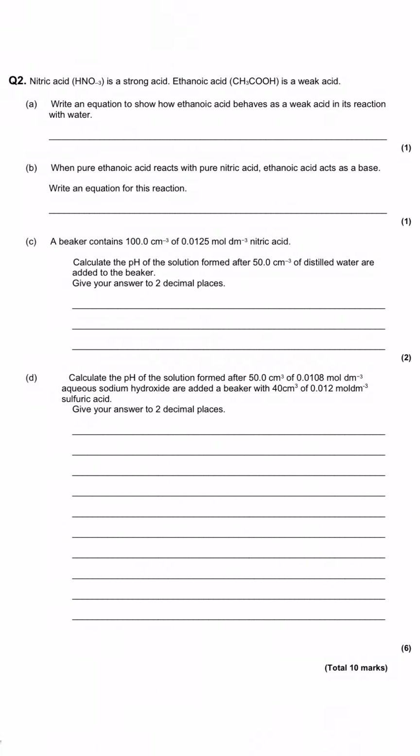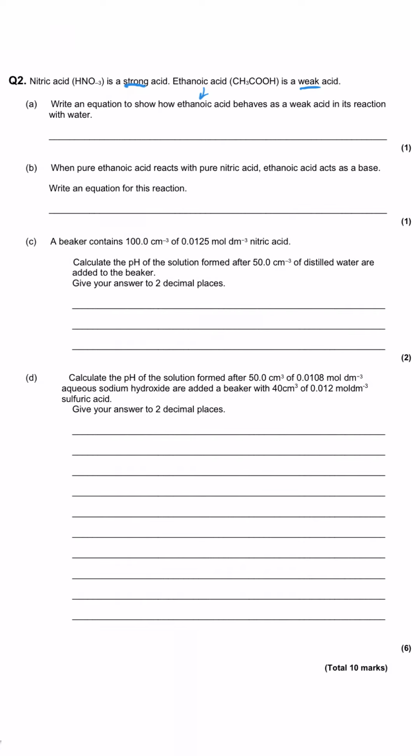Okay, so on to the second question about mixtures of acids and bases. We begin by looking at nitric acid, HNO3, which is a strong acid, we've been told, and then ethanoic acid, which is a weak acid. And they've asked us to write an equation to show how ethanoic acid, the weak acid, behaves as a weak acid in its reaction with water.